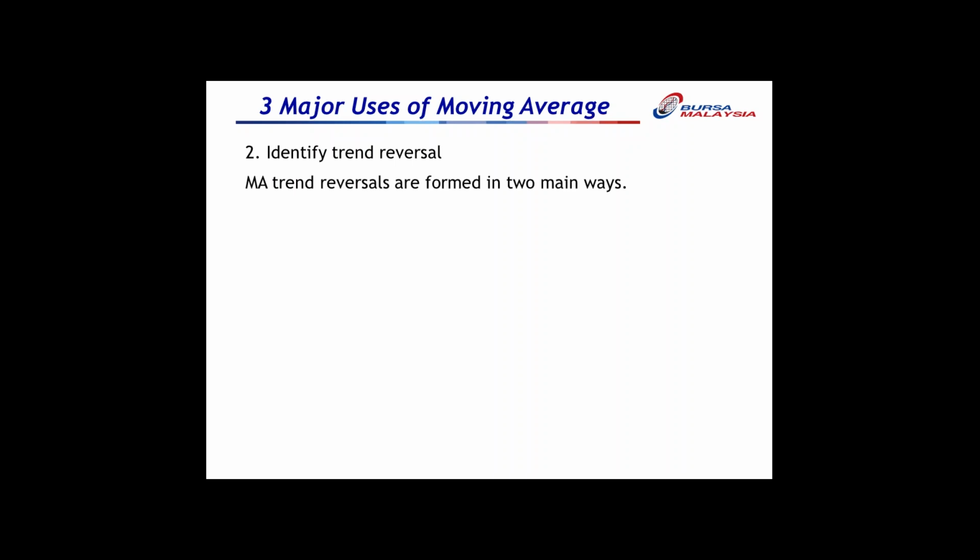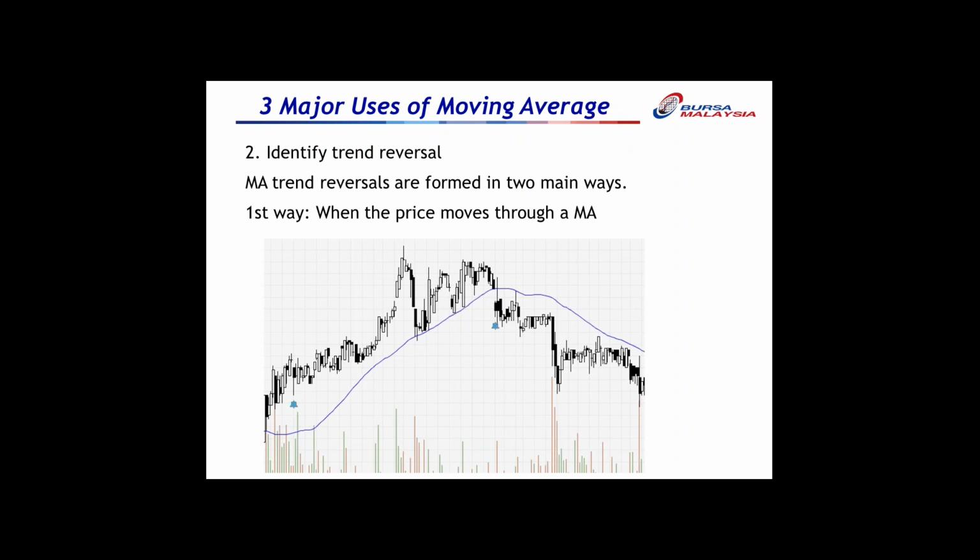Now, the moving average trend reversals are formed in two main ways. The first way is when the price moves through a MA, the moving average. Now, in this case, you see when the share price moves below the moving average, it just means that it is a bearish signal. Okay, so you see how the trend reverses once the price breaks below the important moving average, SMA 500, right? It just means that the trend is reversing. It's reversing downward in this example.